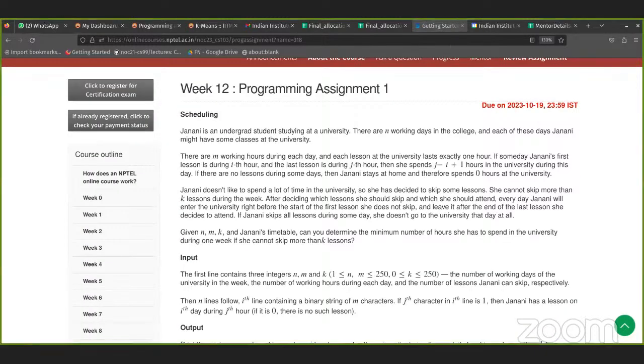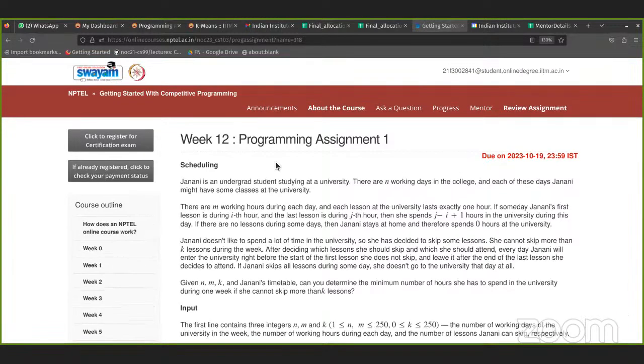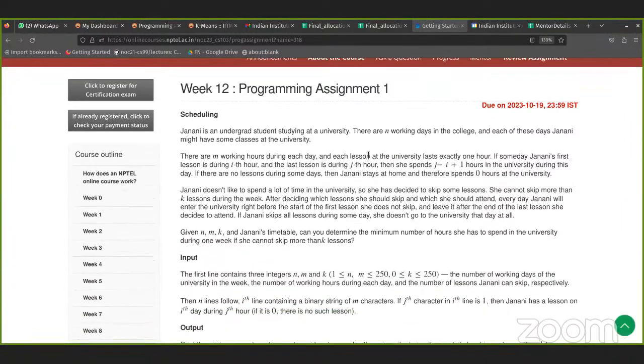If not, can someone say, any doubts? Can you scroll up, Sana? Yeah. Is the test case visible? Yeah, the test case.